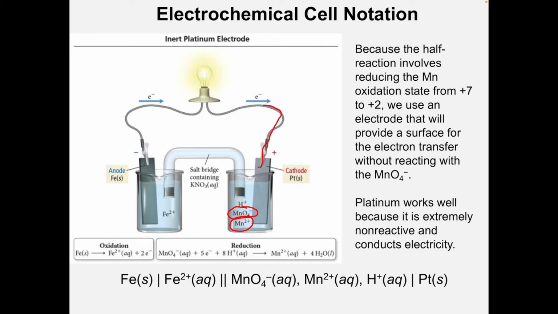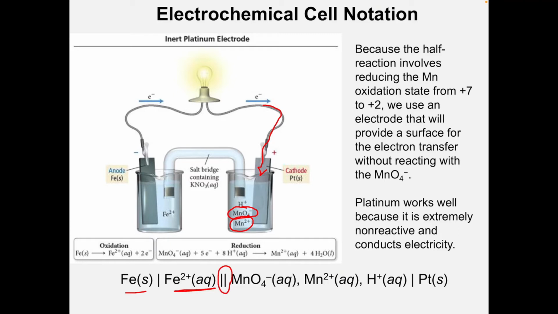So we have somewhere for our electrons to go so that our reaction can happen on the surface of the platinum without reacting with our manganese or reacting with our permanganate. And like I said, platinum works really well. It's not reactive and conducts electricity really, really well. So when we write out the cell, nothing's different about our anode. We still have our solid and our aqueous solution. And then again, they're still separated by the salt bridge.